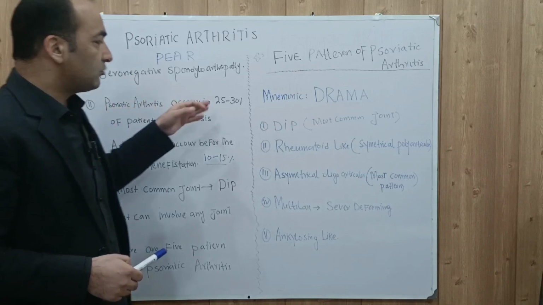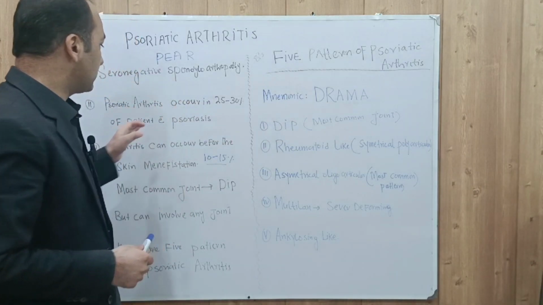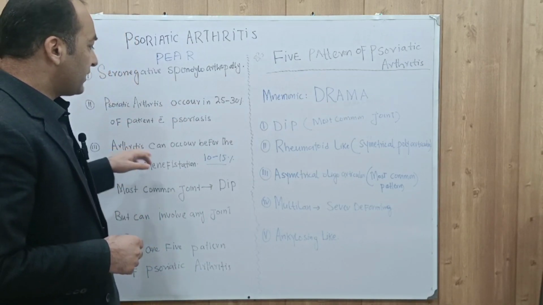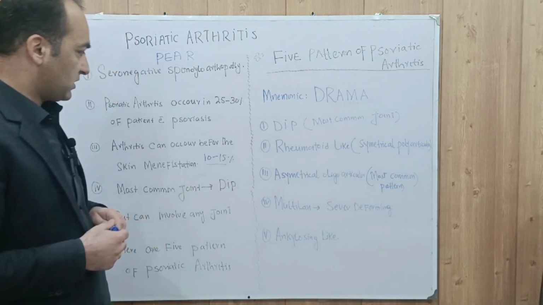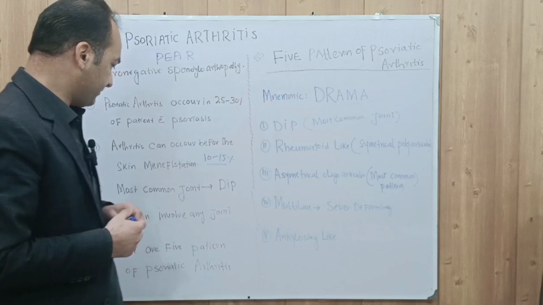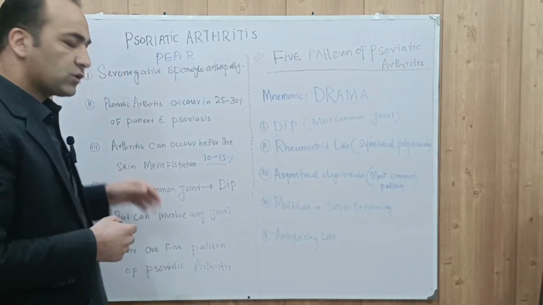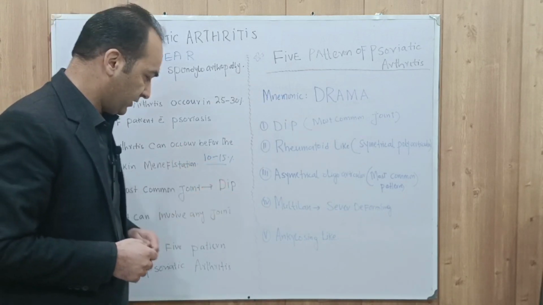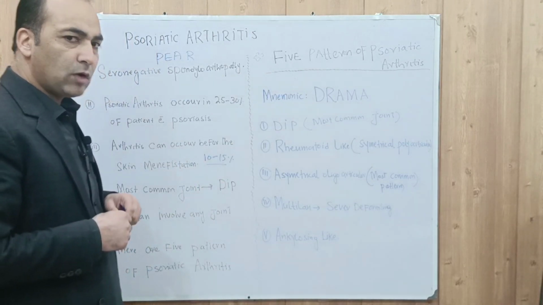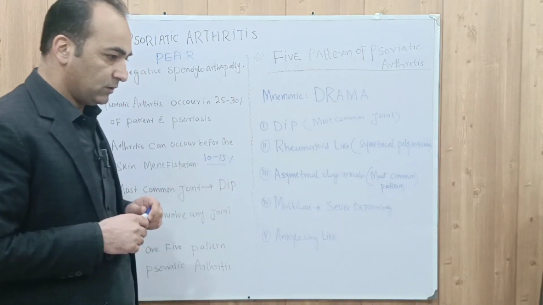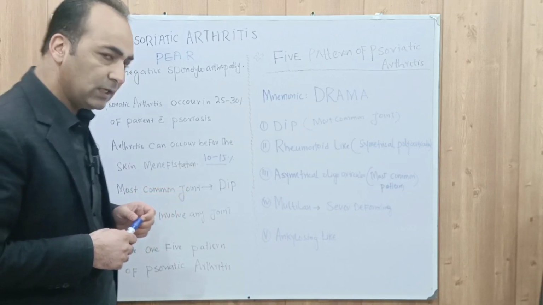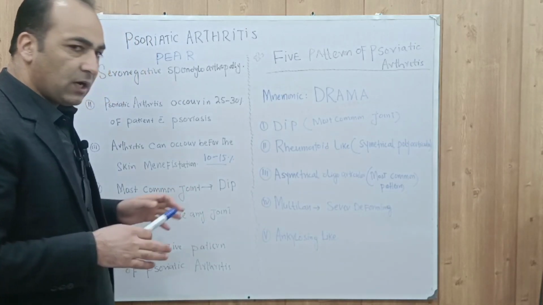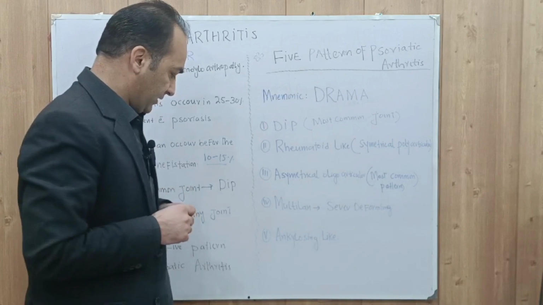Psoriatic arthritis occurs in 25 to 30% of patients with psoriasis. Arthritis can occur before the skin manifestation in 10 to 15% of patients. The most common joint involved by psoriatic arthritis is the distal interphalangeal joint. But it can involve any other joint in the body. It can involve the spine, cause sacroiliitis, and involve small joints and large joints. There are five patterns of psoriatic arthritis.